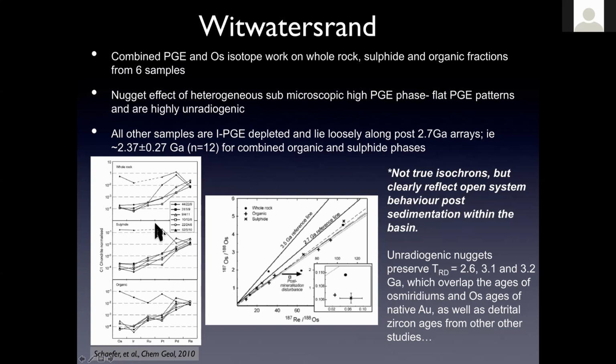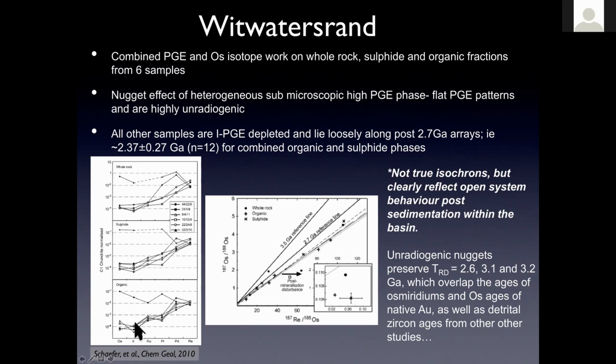Much to our surprise, and this is the refrain you hear over and over again when you're dealing with osmium, that was unexpected. We randomly hit, of course, one in each fraction, a nugget of something that was incredibly high in platinum group element concentrations as well as osmium isotopes. They were highly unradiogenic in osmium isotopes, and so they have these relatively flat platinum group element patterns compared to the rest. All of the other samples, though, the whole rocks, the separated sulfides and the organic fractions, are depleted in IPGEs.